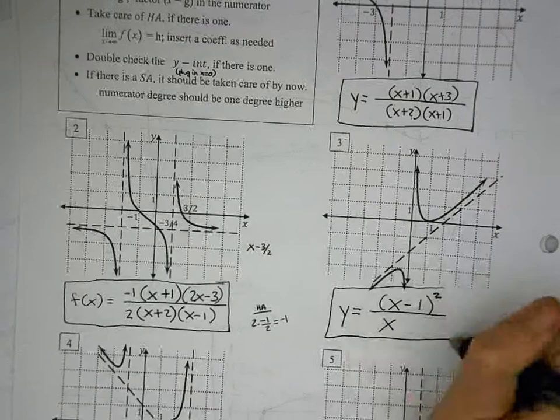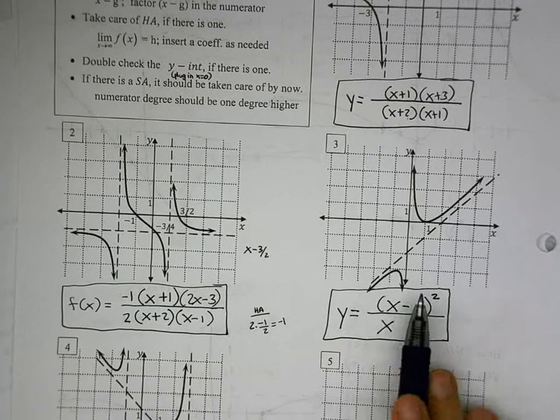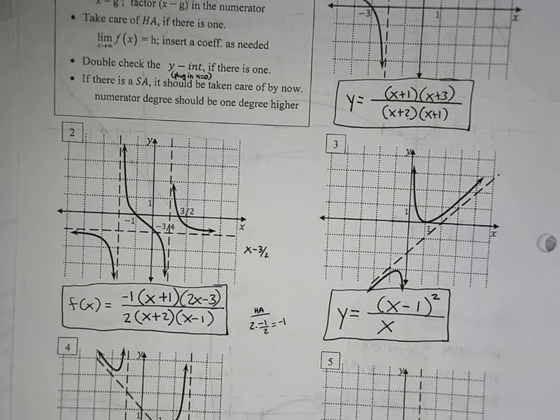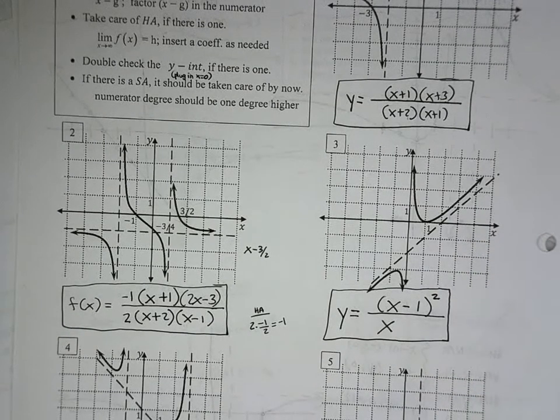You also might spot check the slant asymptote. Since I have a slant asymptote, I should have a numerator with a degree 1 higher than my denominator, which I do. My numerator has a degree of 2. My denominator is only 1.